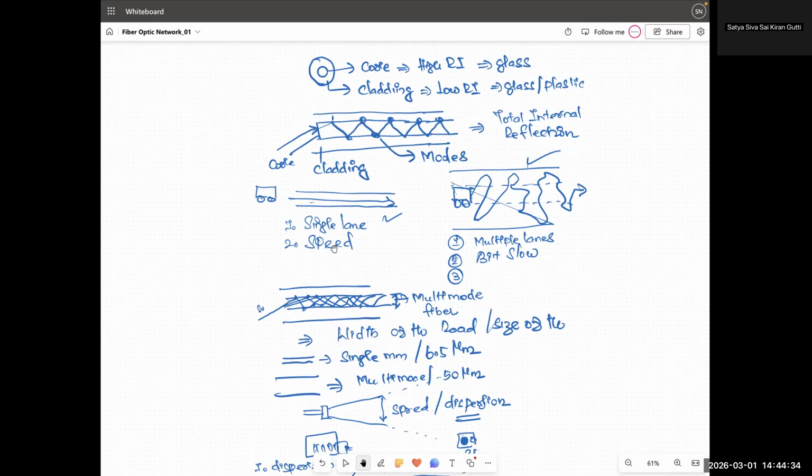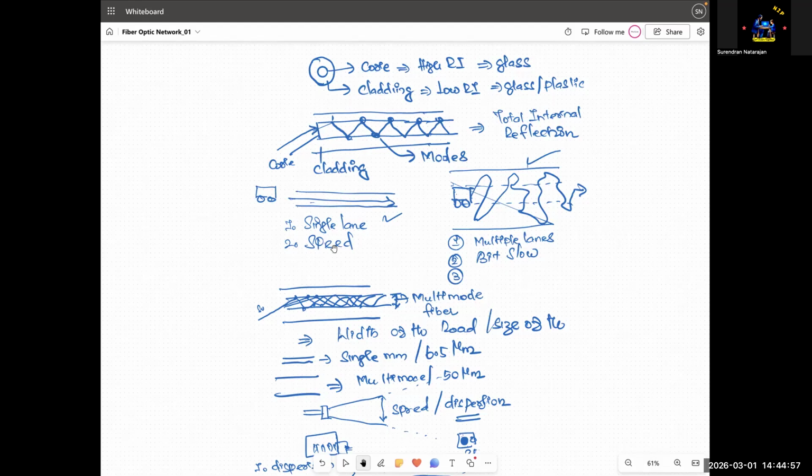So one light passes through one single lane, that is like a single mode, correct. But multiple lights pass through the multiple fibers. So which one is used? Now I am telling very clearly, no doubt: we are slowly moving towards entirely single mode.